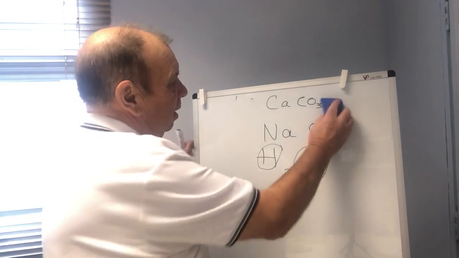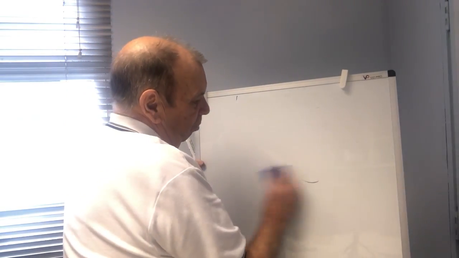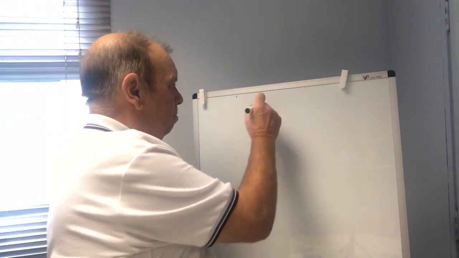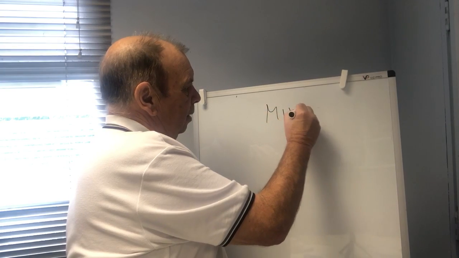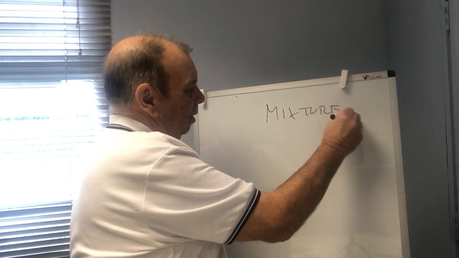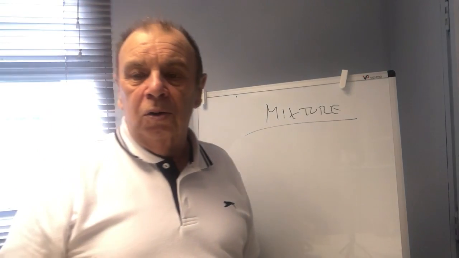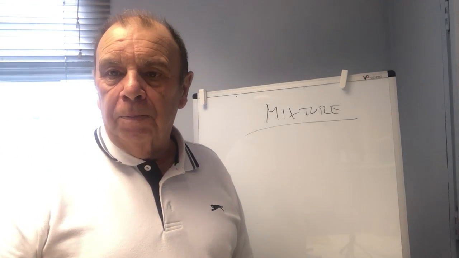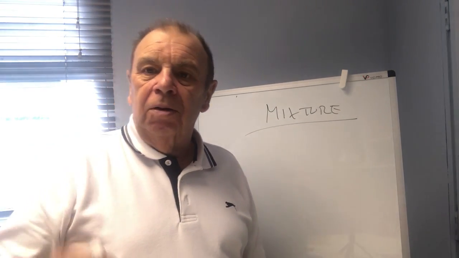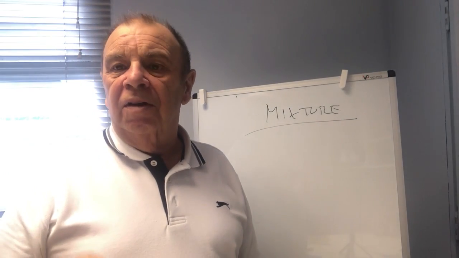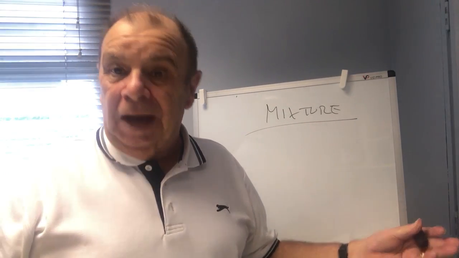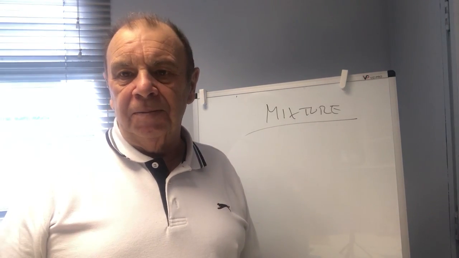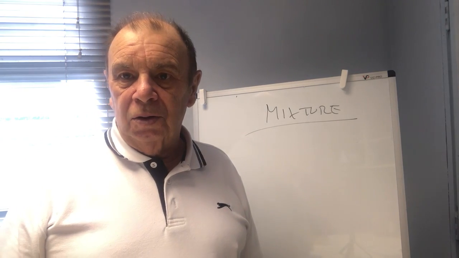I'll be doing more on the formulas, but succinctly, a compound is formed when two or more atoms combine together. And the final thing on this first module which you need to know is what is a mixture. A mixture is simply two or more substances mixed together. Notice the word mixed. They're not chemically combined together.